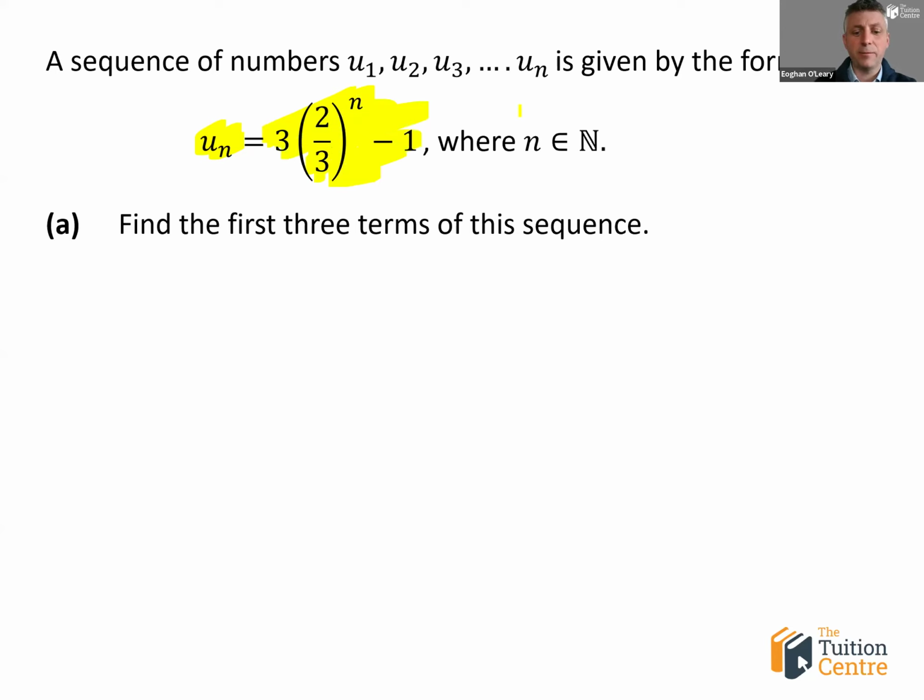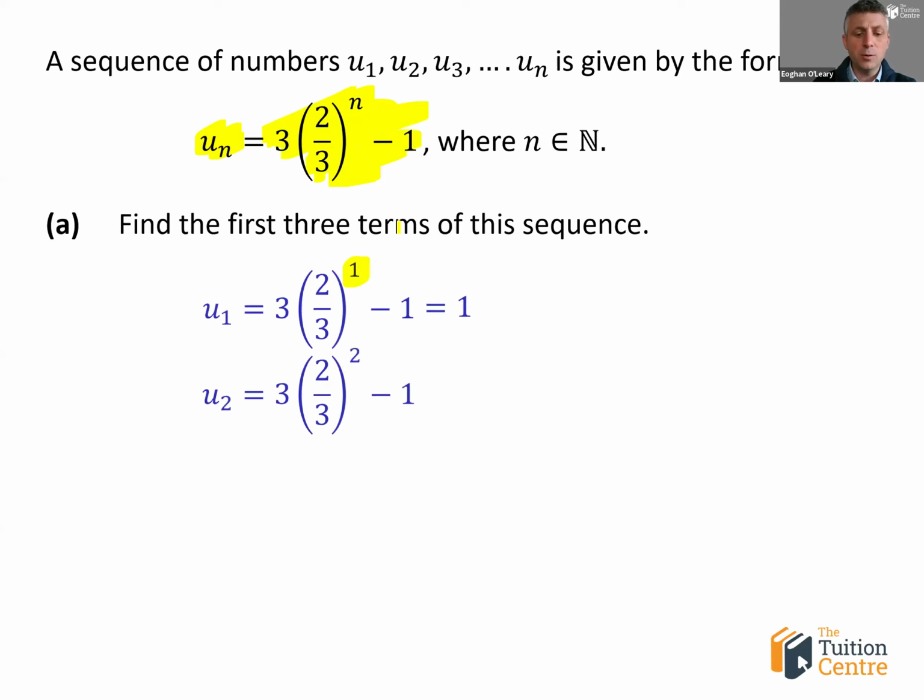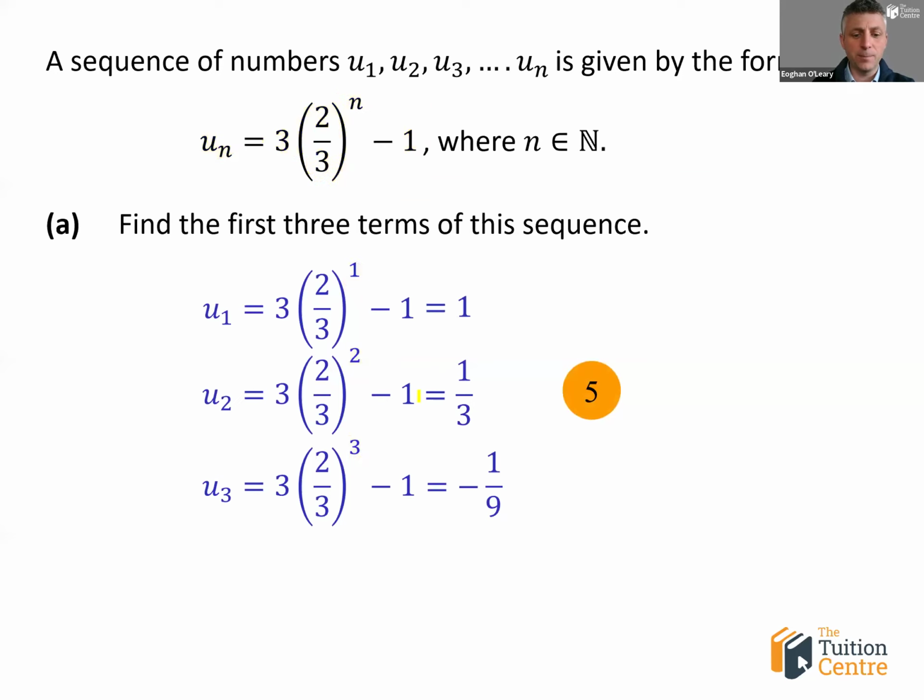It asks us to find the first 3 terms of the sequence. So that's relatively easy in that u1, you're just putting in 1 for n, and you're going to get 1. u2, you're putting in 2 for n, you're going to get 1/3. And u3, you're putting in 3 for n, and you're going to get minus 1 over 9. So those are the first 3 terms, and you have 5 marks for that. So that's a kind of introduction to the question.